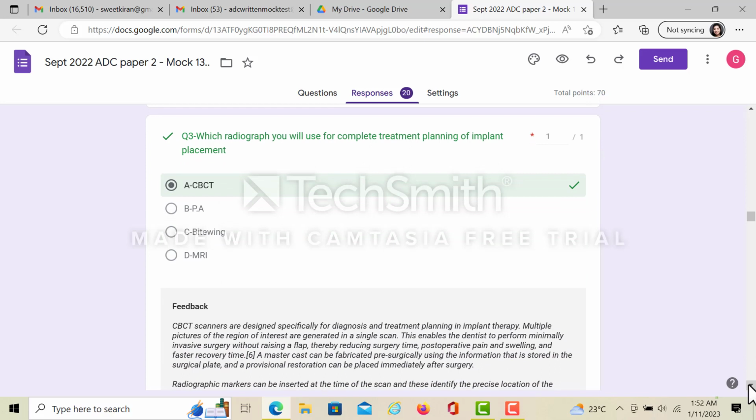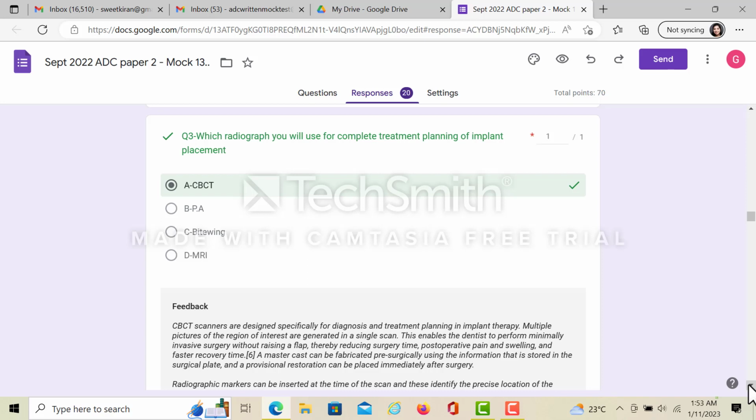Which radiograph will you use for complete treatment planning of implant placement? Even if you're a general dentist practicing basic dentistry and never done implants, if you're consulting somebody for implants, you always say get a CBCT done, correct? So given in the list of choices, I would go with CBCT. Of course, we do a periapical first and then take an OPG, but ultimately we go with CBCT. So if that is given, that should be your answer of choice.